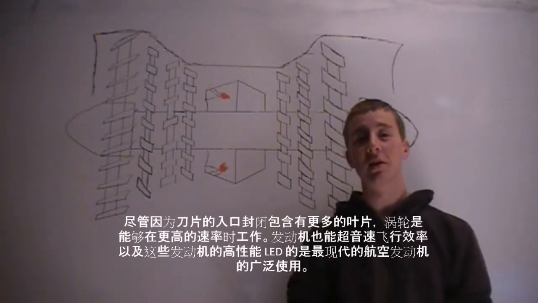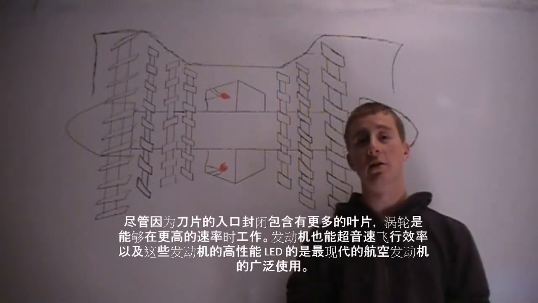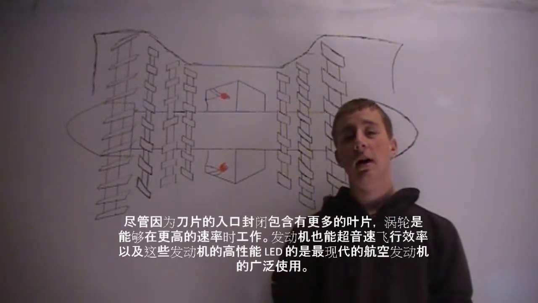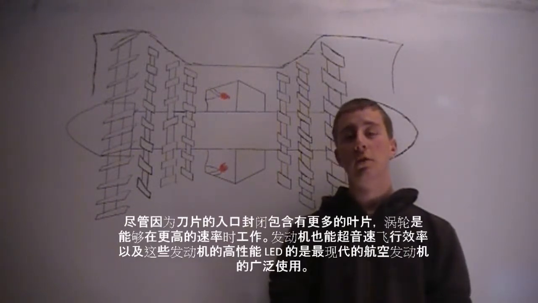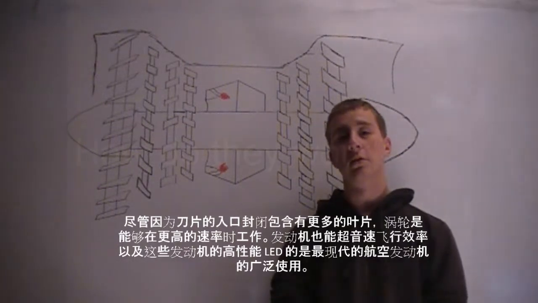The blades are enclosed by the inlet to allow it to operate at higher speeds, so it can operate at supersonic speeds. By slowing the air down to slower than the speed of sound, it can actually produce more thrust while moving faster than sound. So for the high fuel efficiency and the good thrust, it's a very common choice for all modern passenger airliners.